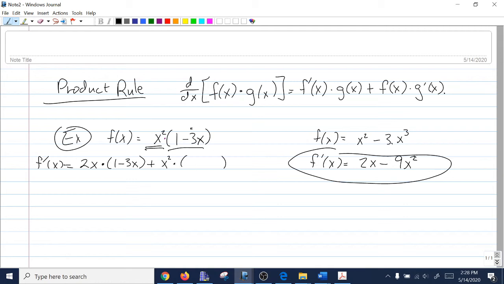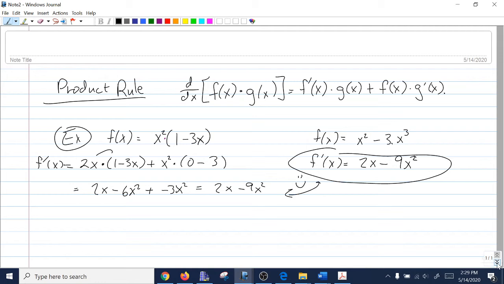What's the derivative of 1 minus 3x? If you said 3, you messed up because it's 0 minus 3. The 3 has a negative on it, and the negative sticks around. This is the kind of negative that students miss on the derivative a lot. If I distribute that in, I get 2x minus 6x squared, plus this one will be negative 3x squared. That makes 2x minus 9x squared. Hey, looks like the product rule works. I haven't messed it up that bad, guys. That's the product rule.